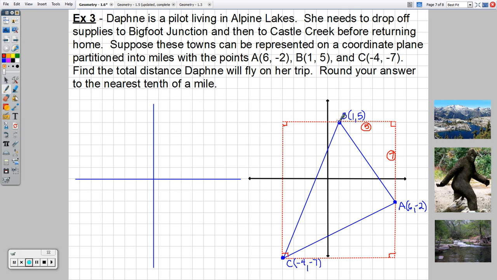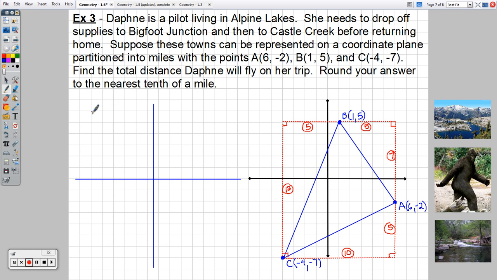While I'm at it, I'll do the rest of these. So this is going from 1, my x value for B, over to -4. That's a difference of 5. This is going from 5 all the way down to -7. That's going to be a jump of 12 right there. This is -4 over to +6. That's 10 for that length. And then this one from -7 up to -2. That's another 5 right there. And so now I have all the information I need to use the Pythagorean theorem to figure out the lengths of each one of these hypotenuses, each one of these different parts of the journey.